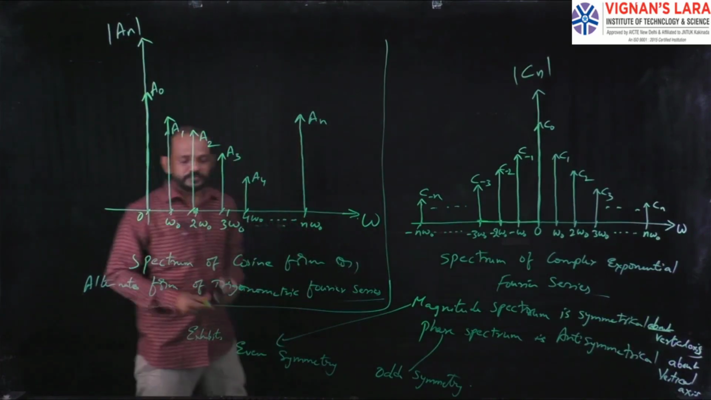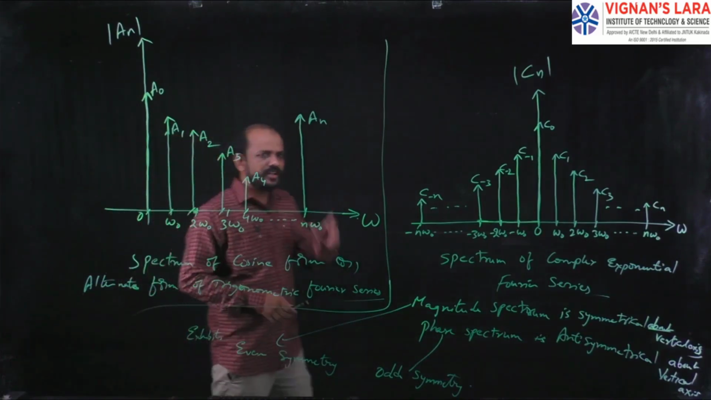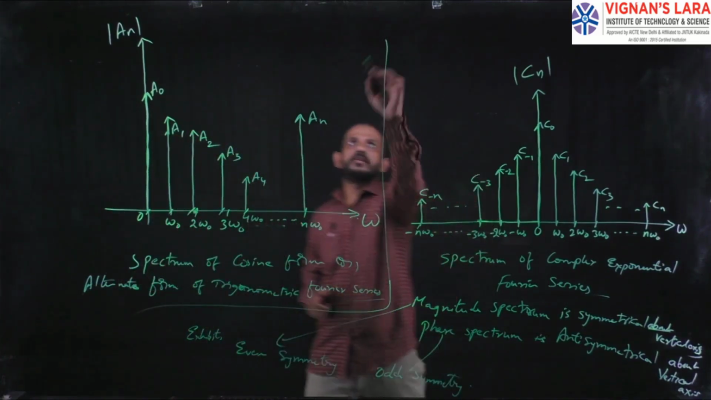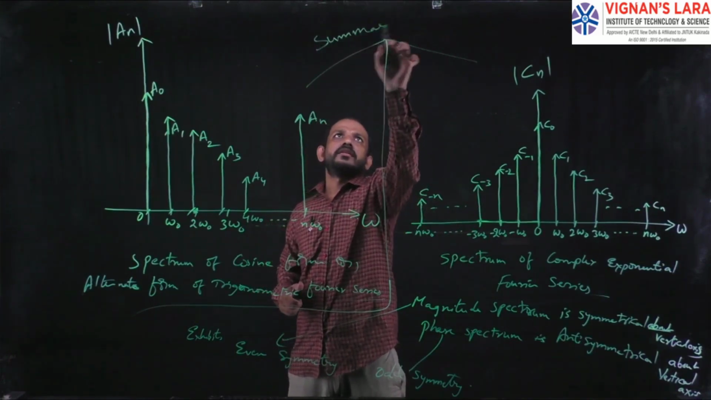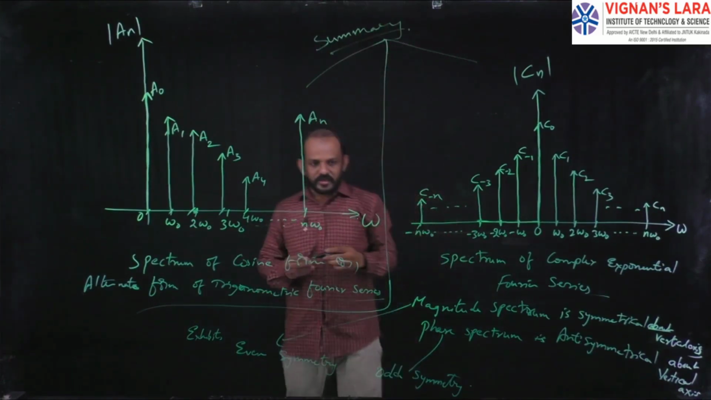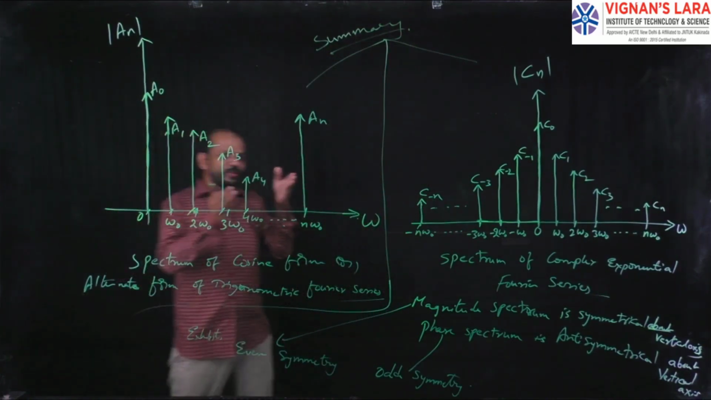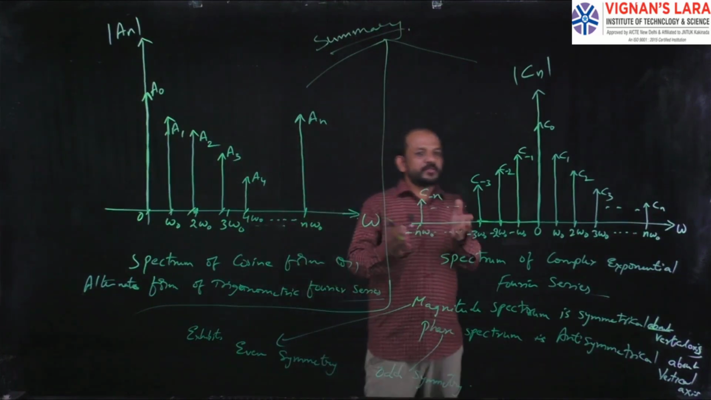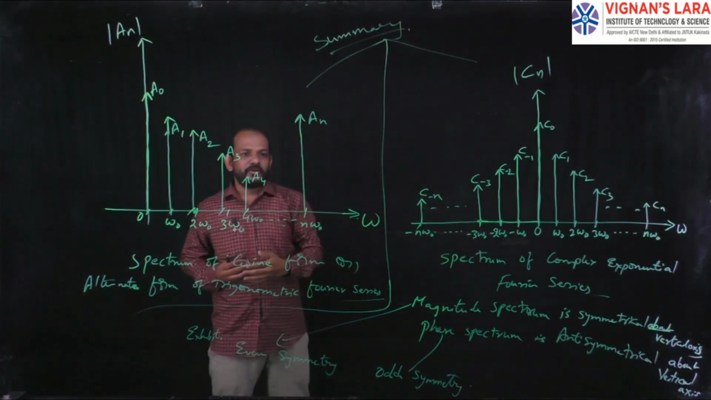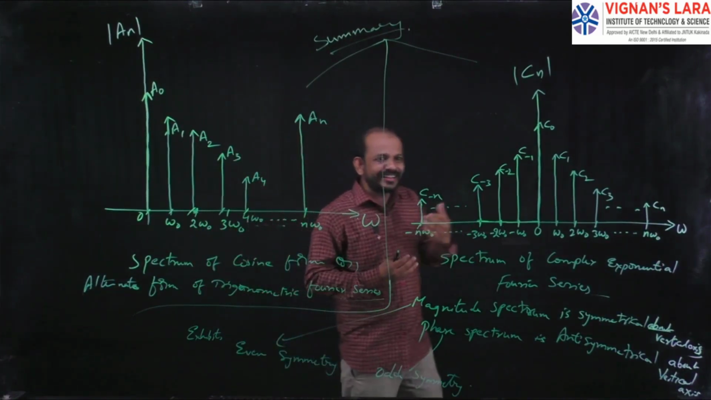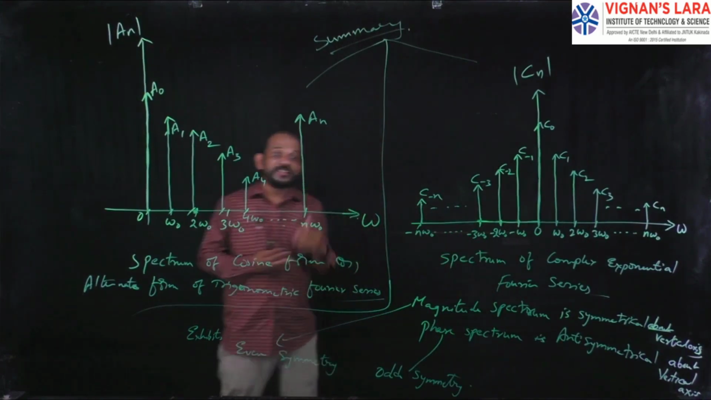Okay, so the summary of today's class. In this class, first I started with the Fourier spectrum. What is the Fourier spectrum and what are the two types of Fourier spectrums we have? Amplitude spectrum and phase spectrum, and then frequency domain representation. Another name for the Fourier spectrum is line spectrum and discrete spectrum.